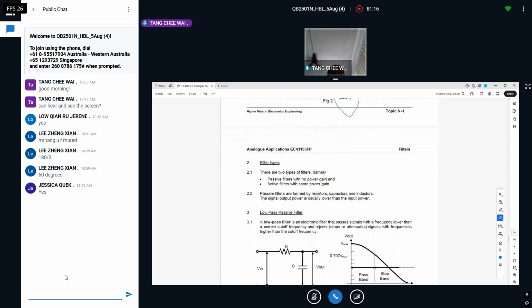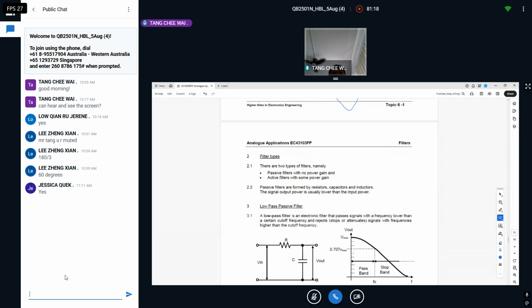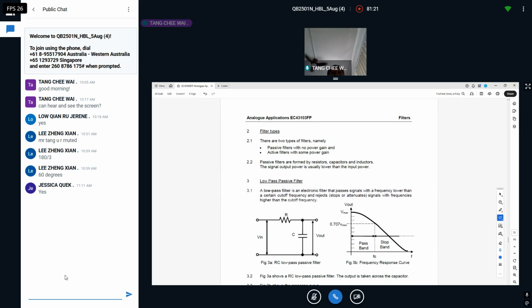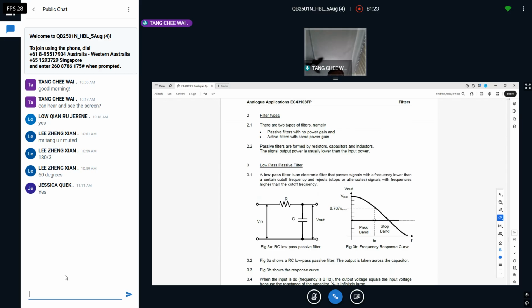Now we look at the different types of filters. First thing first, the first type is called passive filters. When you hear the word passive, it means no power gain. The opposite is active, with some power gain. This is the first explanation of two types of filters. Take note first as we go on to describe the rest.